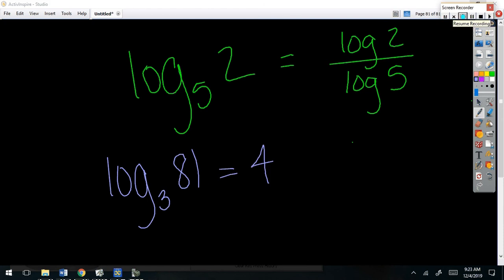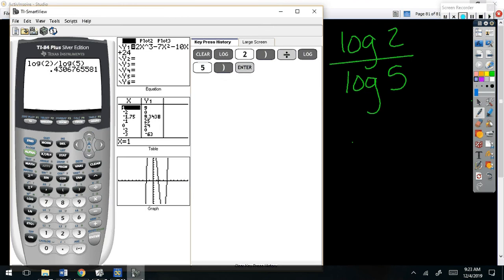Because 3 times 3 times 3 times 3 is 81, but I wanted you to see that whenever you put it on your calculator, log 81 divided by log 3 does give you 4. All right. That's all I got to go on.